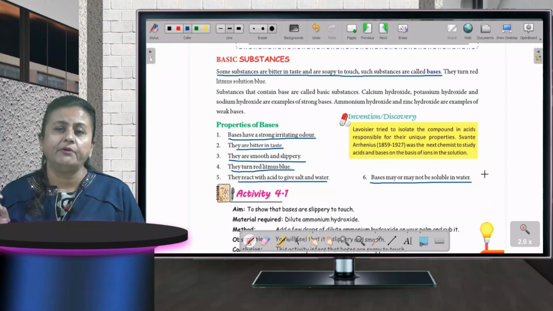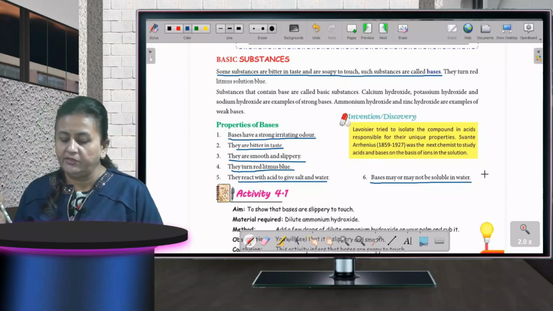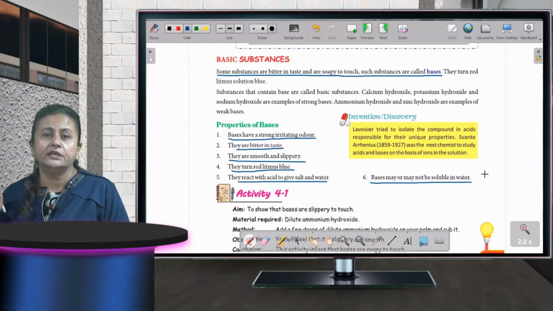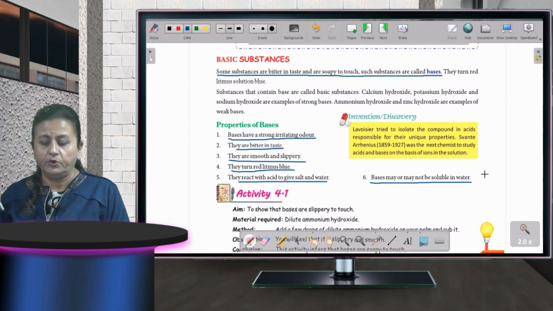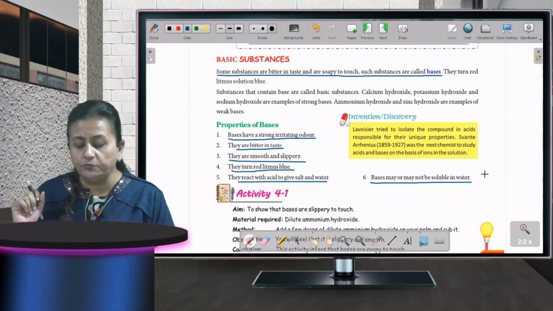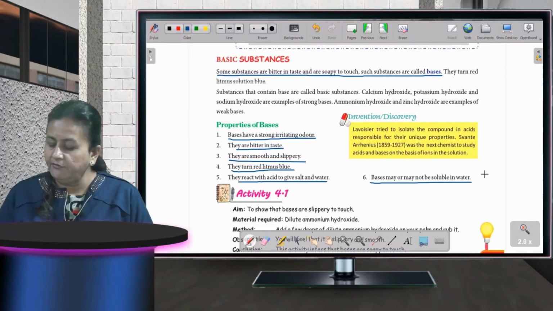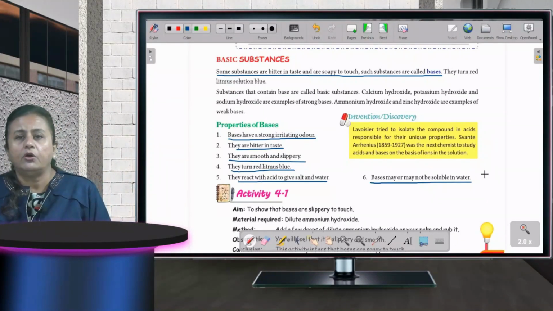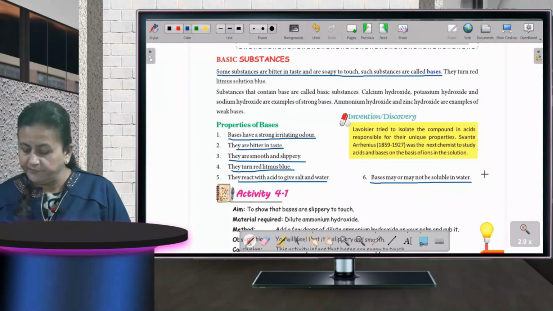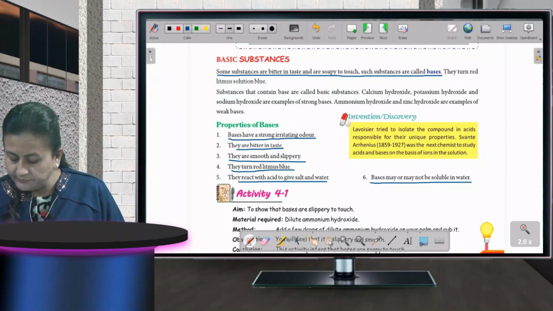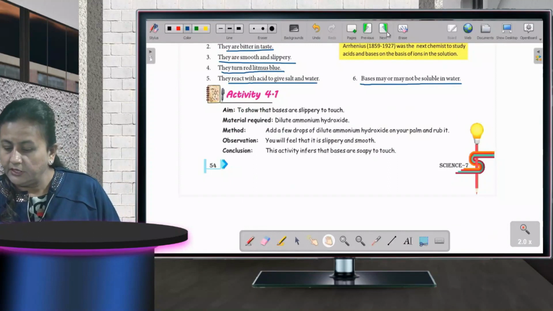Again, a quick recap of that: irritating odour, odour means smell. Then they are bitter in taste, they are slippery, they are soapy. Okay, they turn red litmus into blue, and they react with acid to give salt and water, and they may be soluble or insoluble in water. Fine. Now come to the next part, next page.